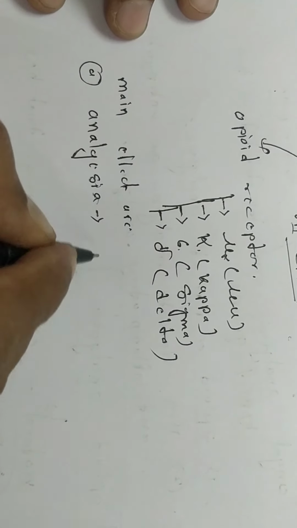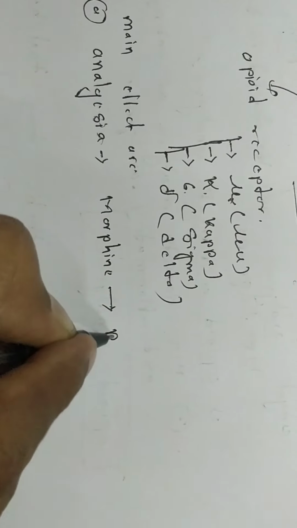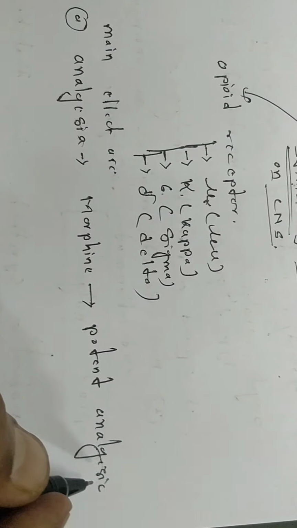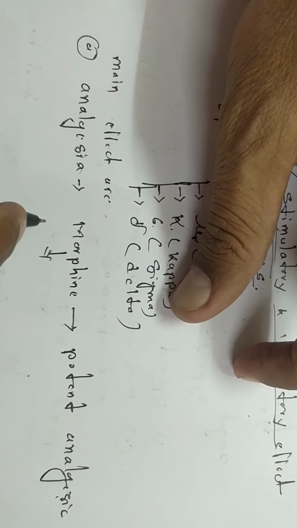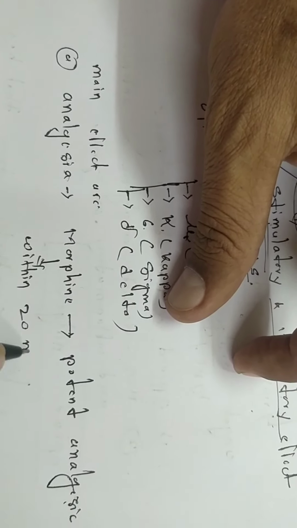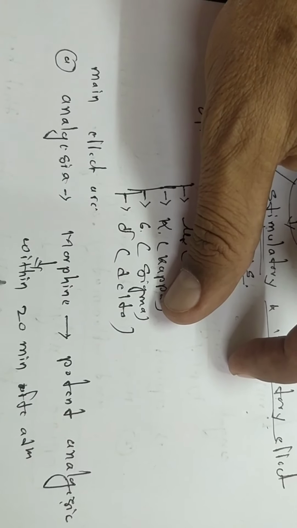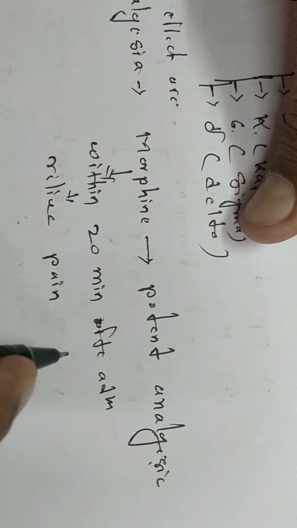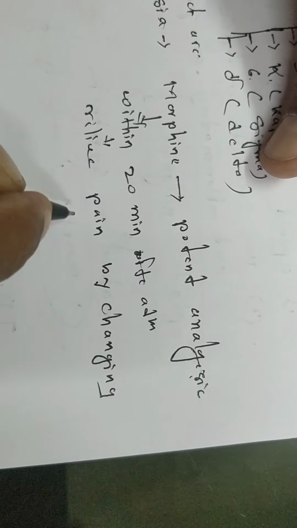they produce analgesia. The morphine is the most potent analgesic. Within 20 minutes after administration, it relieves the pains by changing the perception of the pain.